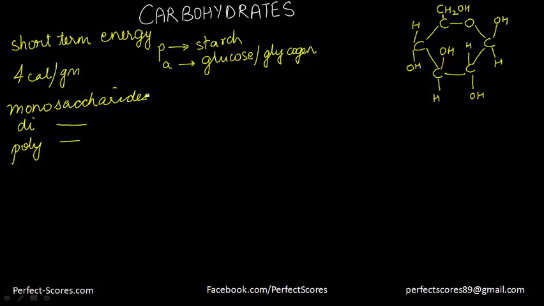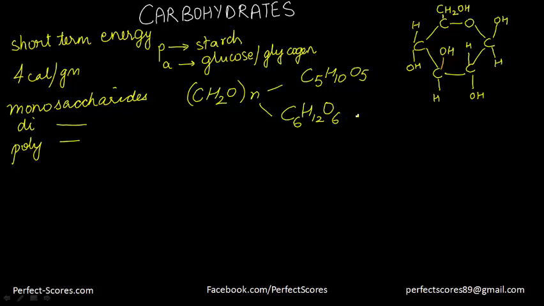Now the formula for carbohydrates, the basic structural formula is CH2On. Suppose n could be 5. In that case, we get ribose sugar, which is C5H10O5. Or n can be 6, in which case we get glucose, C6H12O6. Now different molecules, the different monosaccharides, combine and form disaccharides.